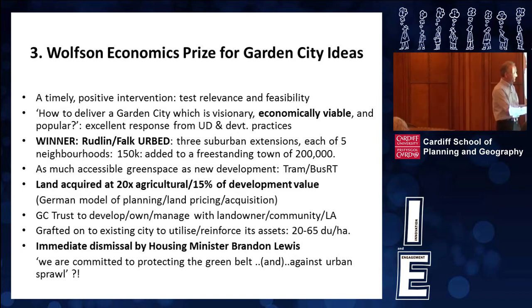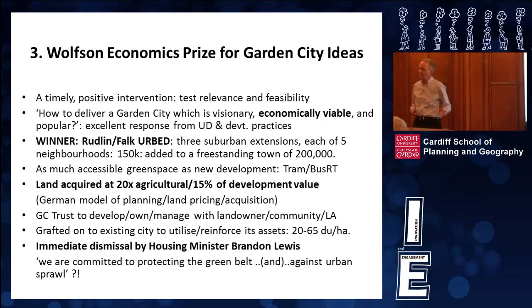So these are two things to really impress upon yourselves about the difference between the market in land and the reality. And this model is taken from Germany, really. Germany has roughly these sorts of figures for things in its development plans. A garden city trust, of course, to have a kind of communal management and much more participative form of government and investment. And what Rudlin decided to do was to graft these garden cities or garden suburbs or sustainable urban extensions onto an existing city. And everybody thought this is terrific, except the Minister of Housing, who the following day said, I'm totally against it because we're committed to protecting the Greenbelt and we're against urban sprawl.